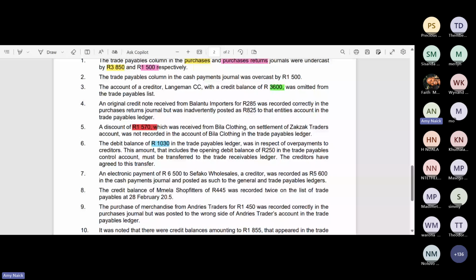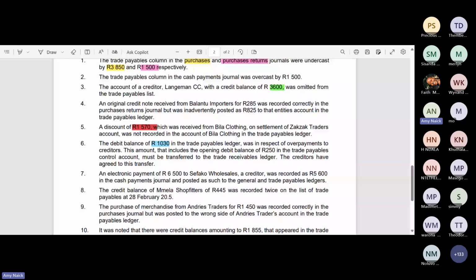So this is a discount that was received from the supplier because we settled our account. I don't know what their balance is, but let's just say you owe the supplier 10 rands and they say to you, don't pay me 10 rands, pay me 9 rands. I'll give you a discount of 1 rand. So effectively you are paying them less, right? This is the same situation. Instead of paying whatever amount you owed them, you're paying them 1,570 rands less.